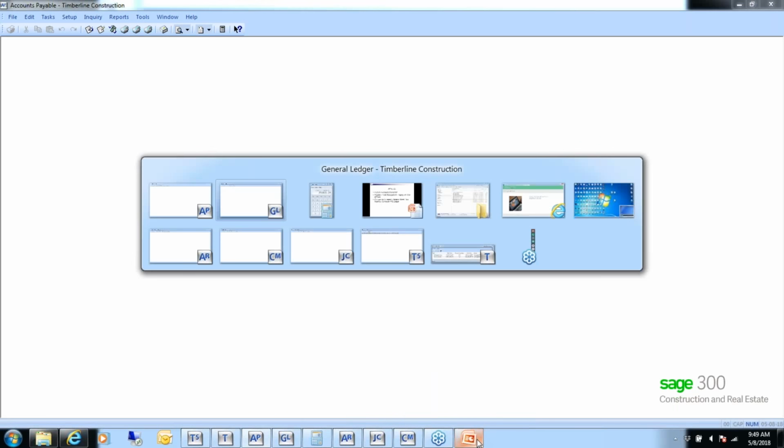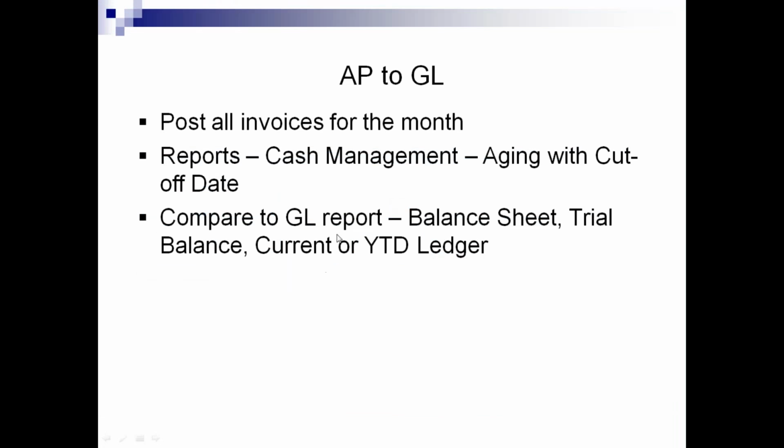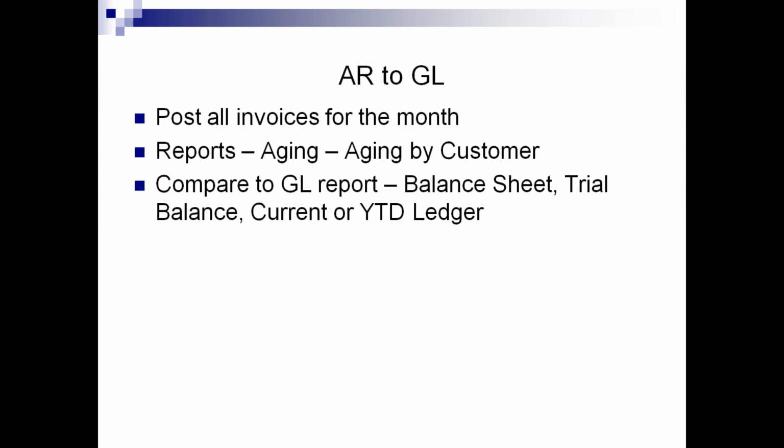Okay, let's go back into our PowerPoint for a second. So that is the AP to GL reconciliation. For AR, it's basically the same thing. You're going to make sure that everything has been posted for the month. You're going to run an aging report, I would do aging by customer, and then you're going to compare that to your GL, one of your GL reports, either a balance sheet or a trial balance or one of the ledgers.